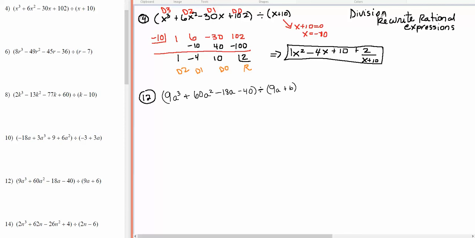All right, in this example, one of the things that you notice is that your divisor is not simple. So yes, you can still use synthetic division and you're going to get a fraction, or we can use long division. So we're going to go ahead and use long division. So for long division, we have 9a plus 6.